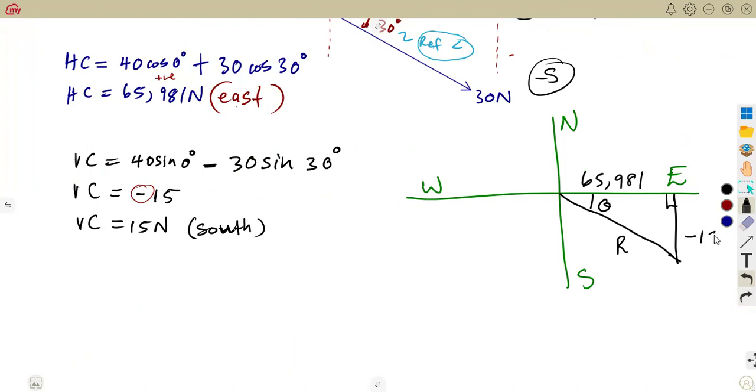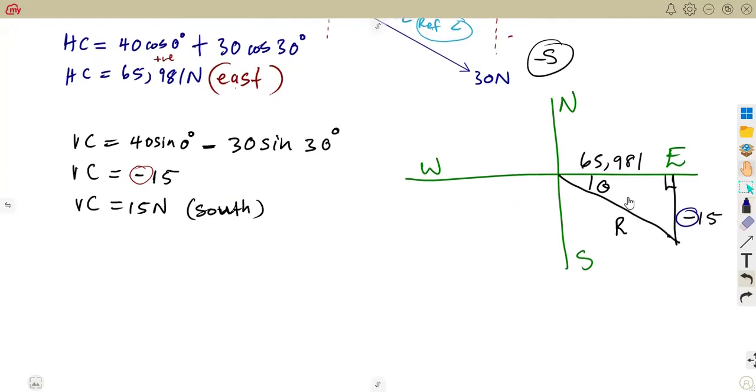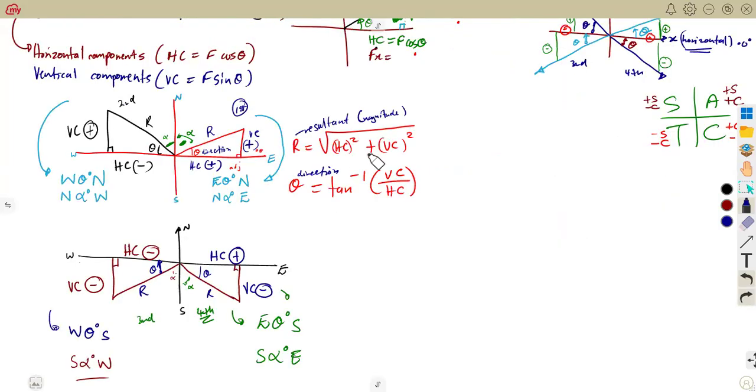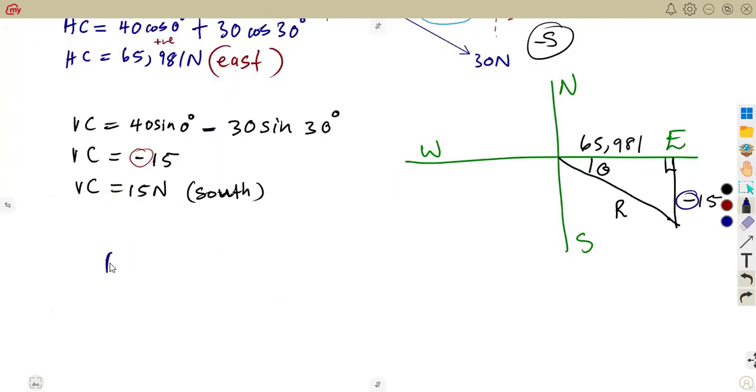You can write this negative 15, guys, or you can simply ignore it. The negative is just showing us we are going down. But in our calculations, we just use the positive value. There's no need for that negative in calculation. So we can calculate our R and our theta. As we saw, from Pythagoras theorem, R can be calculated as the square root of the horizontal component squared plus the vertical component squared.